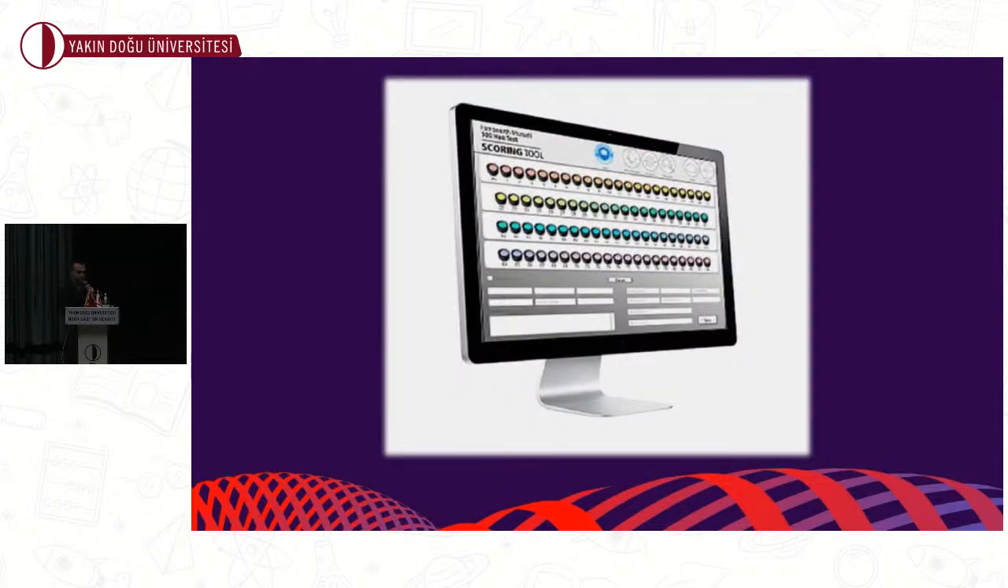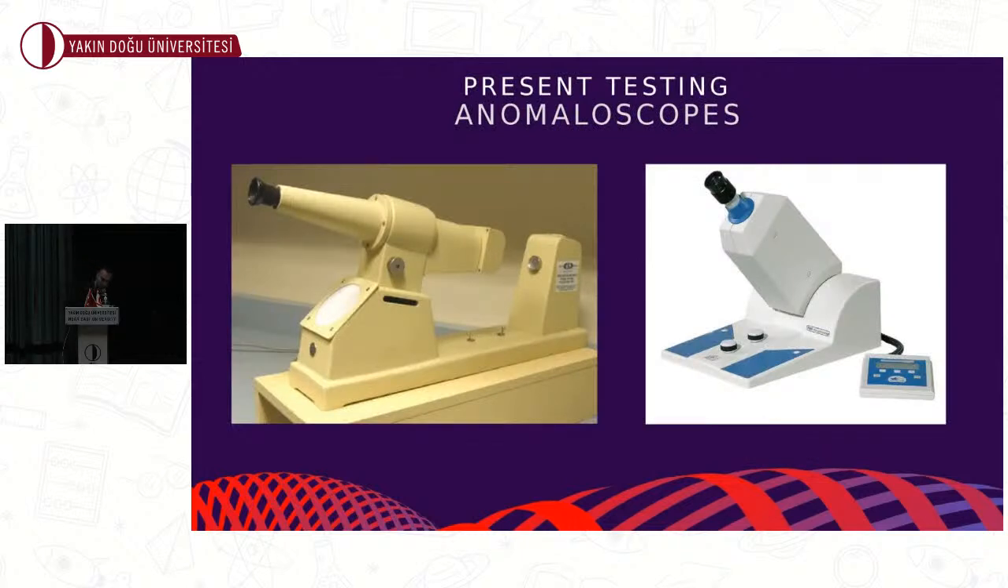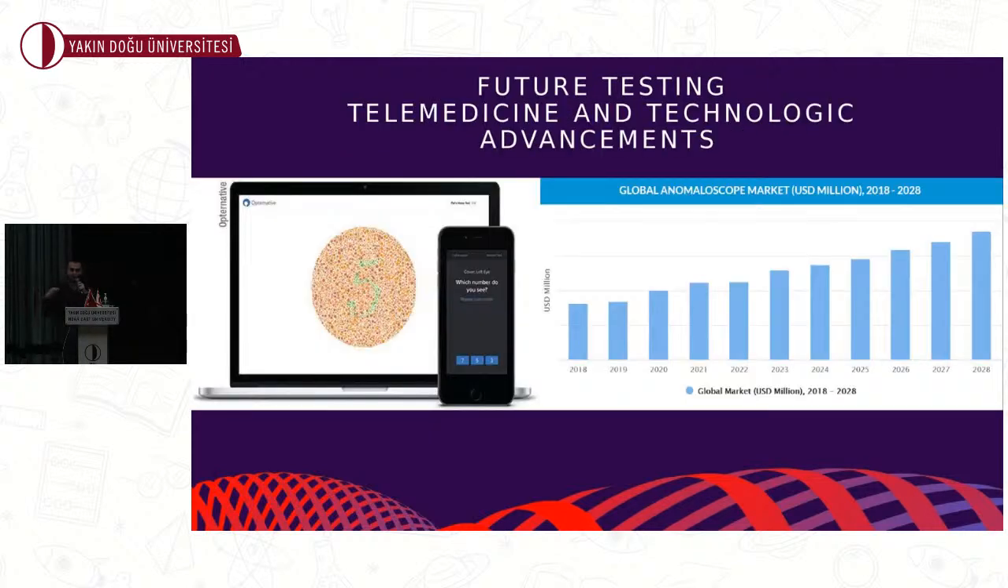This is the anomaloscope, and yes, it is expensive and hard, but in the future, we are expecting the global anomaloscope market to keep increasing, so the technology will get better, the prices will drop because people will demand it more, and hopefully we'll see it more in a clinical setting. And again, telemedicine plays a very important part in color blindness testing, and as a proof of concept, I am going to now carry out a simple Ishihara plate test for all of you.